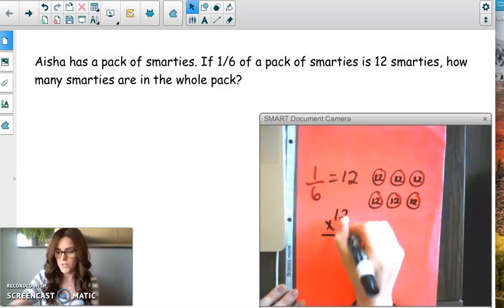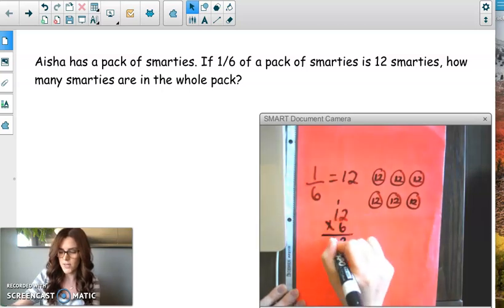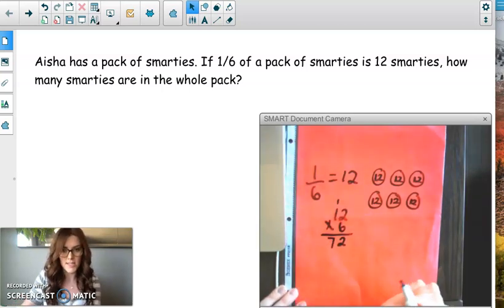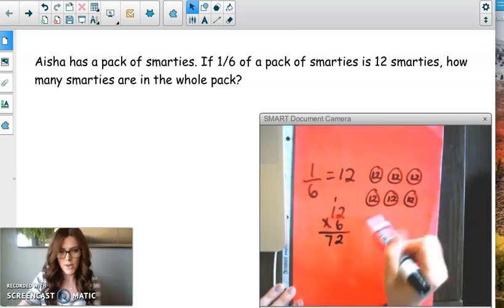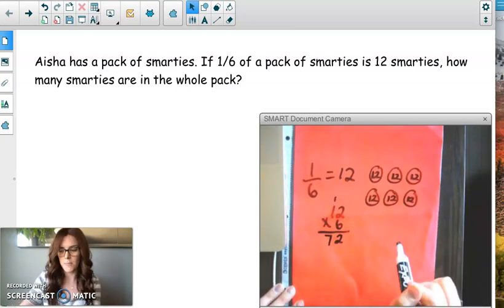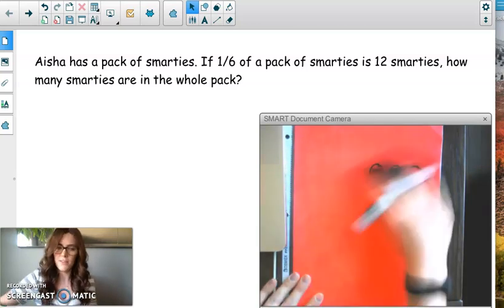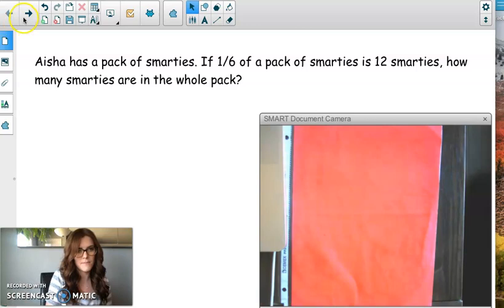So we have 6 times 2, which is 12. 6 times 1, which is 6, plus 1 more is 7. So the answer is 72. Don't forget to write your sentence for your word problem. So a good sentence for this word problem would be, there are 72 Smarties in a whole pack. Okay, let's erase our board and look at our next problem.